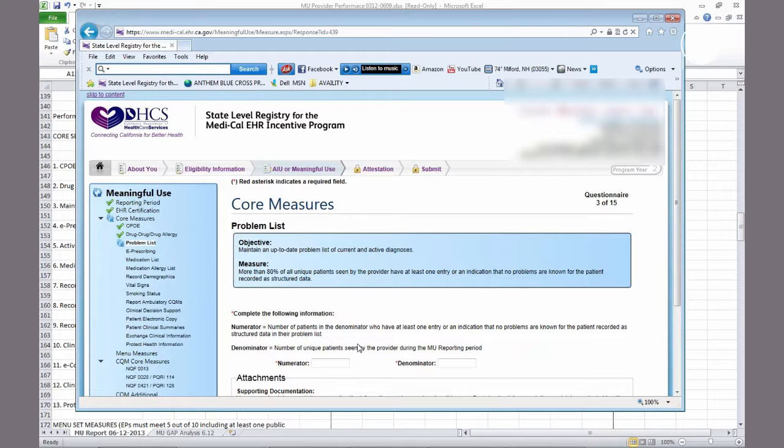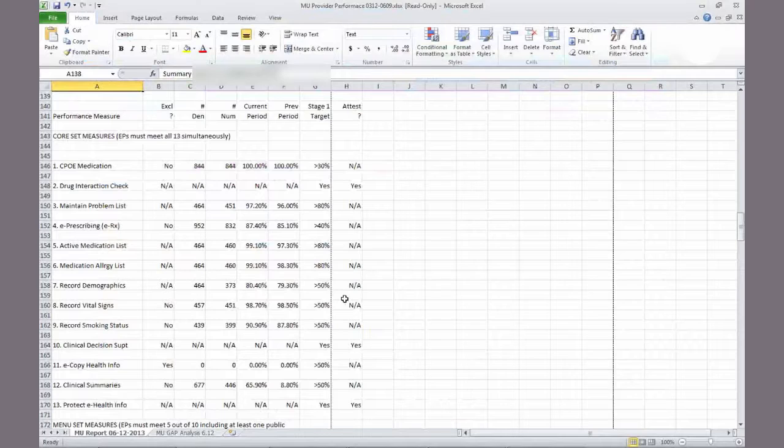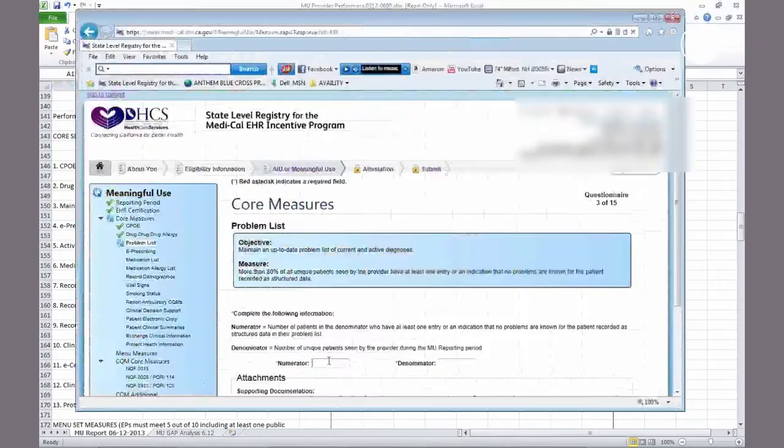The next measure is Problem List. Look at your Meaningful Use Report again. The core measures are listed in the same order as they appear in the SLR. Find the numerator and denominator for Problem List and enter it in the SLR.